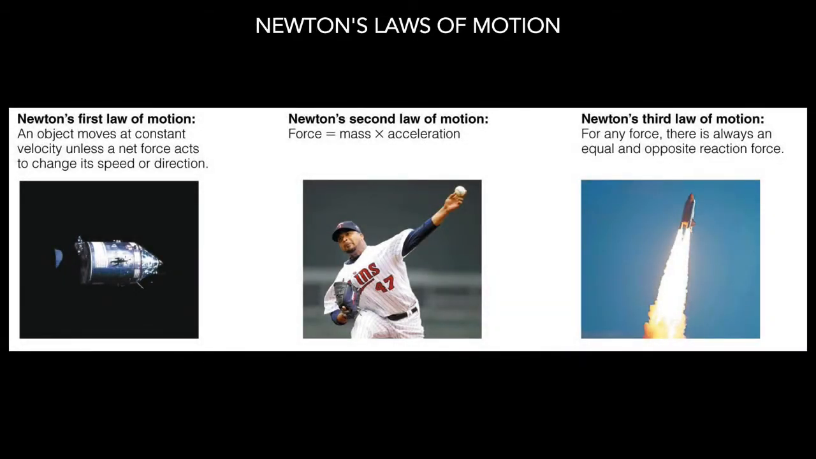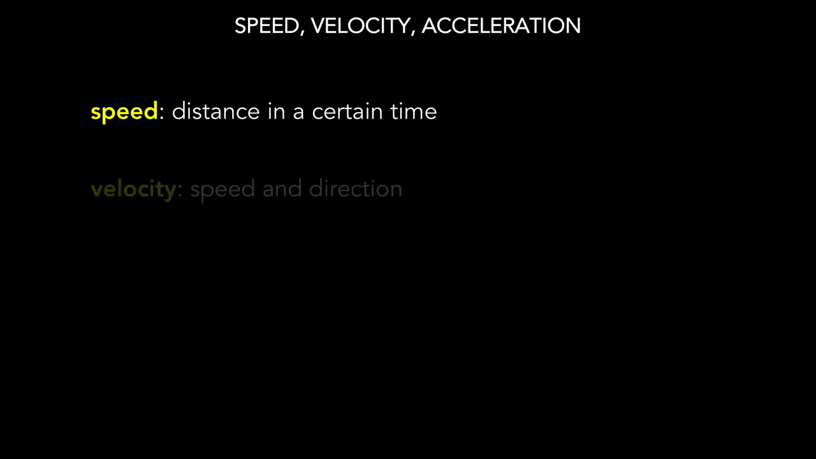Newton's laws of motion are a pillar of modern science. To help you understand them, let's first explore basic concepts of motion. You are probably familiar with many terms used to describe motion. Speed simply tells us how far an object will go in a certain amount of time. For example, a car traveling at a speed of 100 kilometers per hour will travel 100 kilometers in 1 hour.